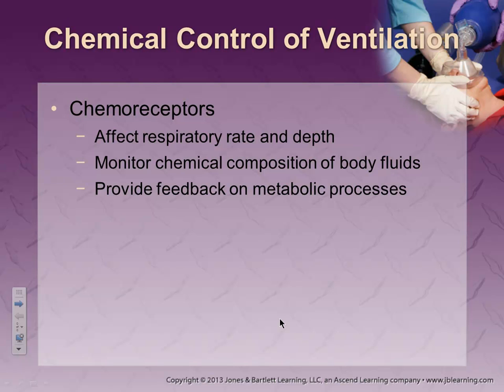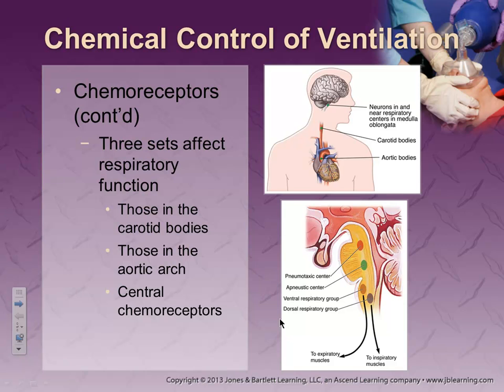There are 3 sets of chemoreceptors that affect respiratory function. You need to know this big time. You've got the ones in the carotid bodies. Where are your carotids? Right here. You've got chemoreceptors that are in the aortic arch. Right here. And then you've got central chemoreceptors, which are going to be in the brain, in the medulla, in the pons.